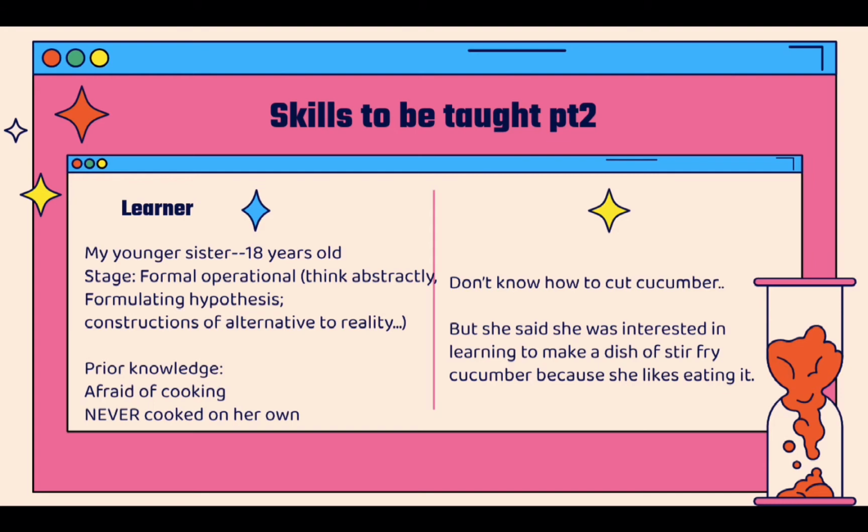For example, she might imagine how the oil will spill out and burn her, which makes her think that cooking is dangerous. She doesn't have any prior knowledge of cooking. She never cooked on her own. She is afraid of cooking, and she doesn't even know how to cut cucumber. I decided to teach her the skill because she said she liked eating cucumbers.